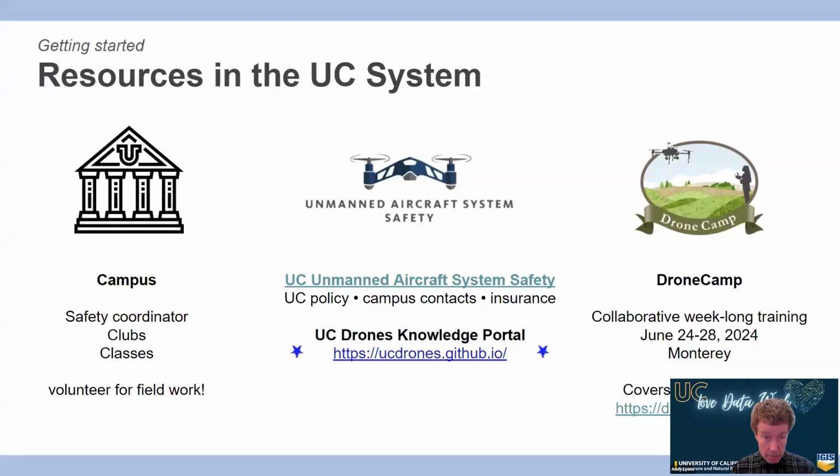So start out with your campus. Every campus has a safety coordinator. And they're not just about safety and getting your flight plan approved. They're really helpful resources. They can put you in touch with other people who are using drones on your campus. Many of the campuses have clubs that might be more focused on building drones or racing drones, but check those out as well. Many campuses have classes that might be focused on engineering or remote sensing, but that's another place.